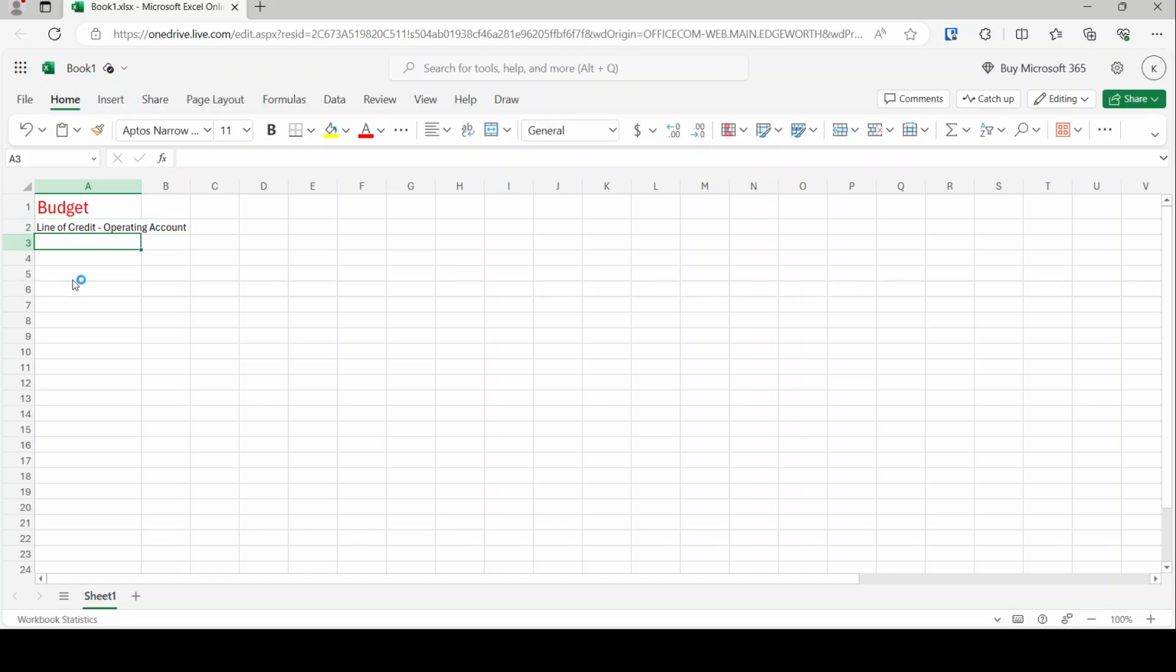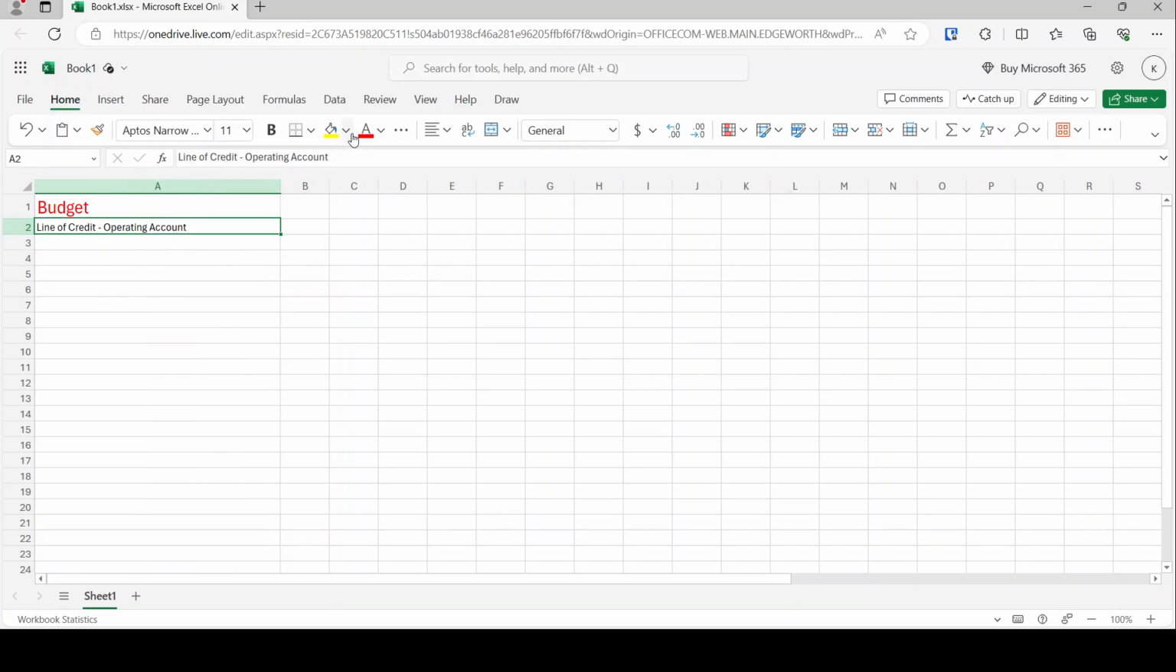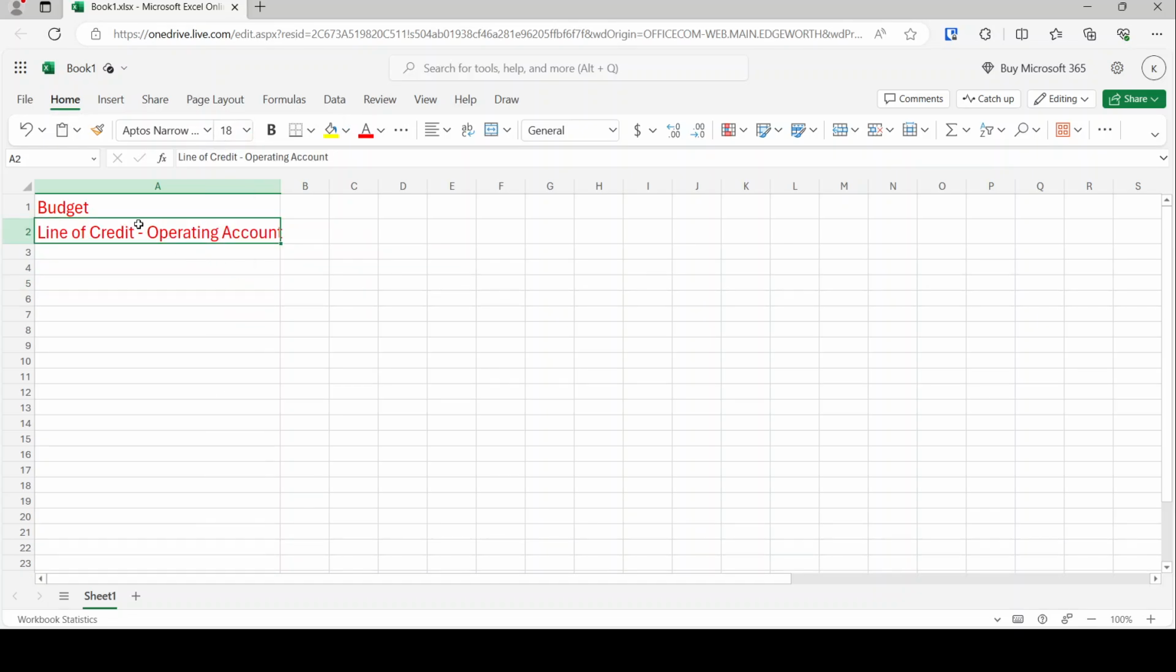Okay, so this is instead of your checking and savings as your main operating account. For people doing velocity banking, it's going to be your line of credit. And these are the only two things that you need. And if you know how to do that, you're good, right?